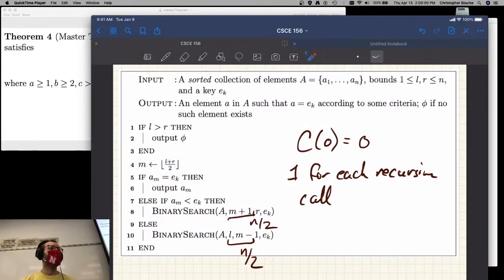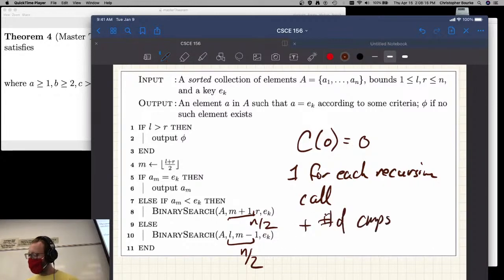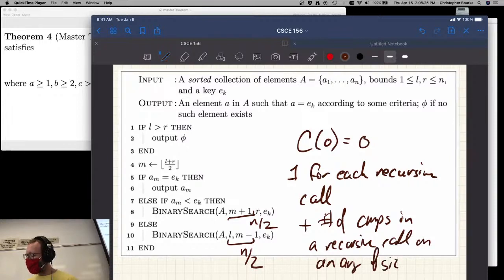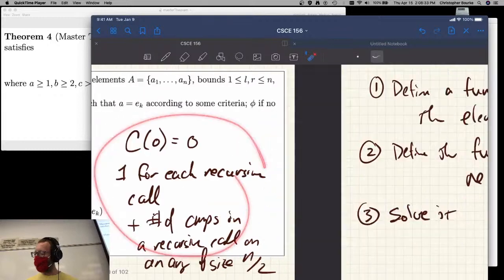Are we still talking about an array size of 0? Nope, that's the base case. We're setting up this recurrence. So there's one comparison for each recursive call, plus the number of comparisons in a recursive call on an array of size, we already identified it, n divided by 2. So now let's bring all of this together over here.